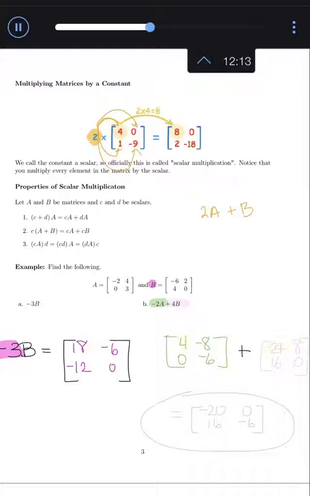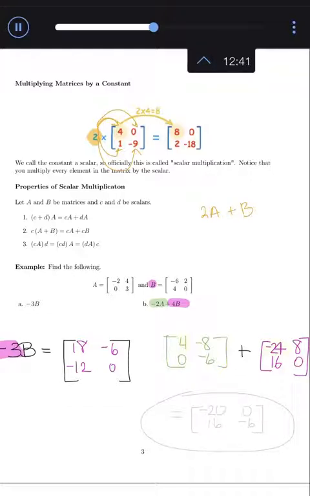The second piece has me multiplying B by 4. So let's take a look at what we get from multiplying the matrix B by 4. Well, 4 times -6 is -24. 4 times 2 will get me 8. The next one, 4 times 4, will get me 16. And the last one, 4 times 0, is 0.